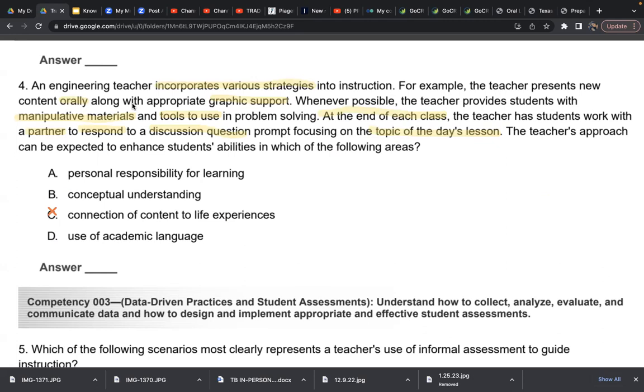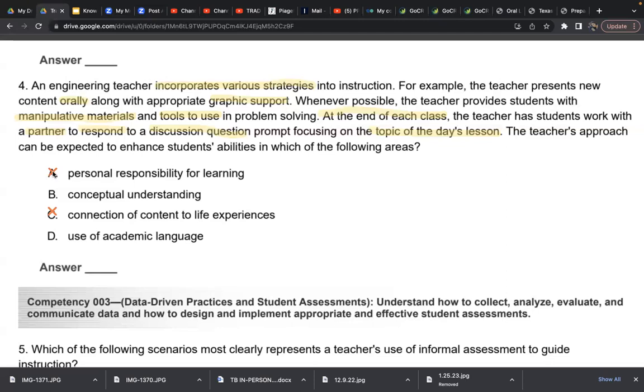We have left personal responsibility for learning. Do you think that she's enhancing their personal responsibility? I don't think so. Is she doing that? Does she have them write down what they learned and assess it? No. I think that one's out. A is out. It's definitely out.